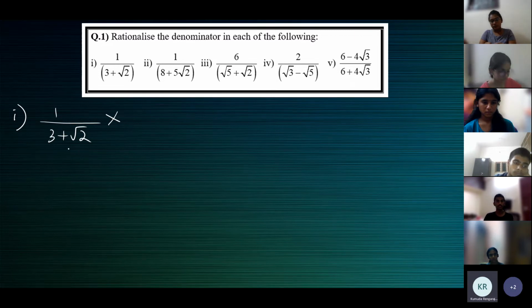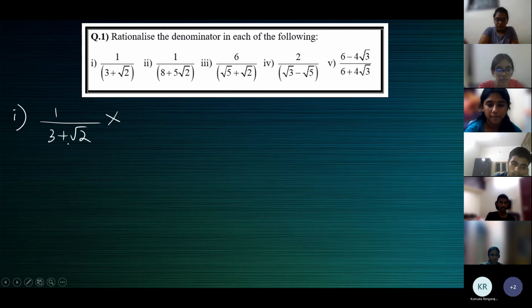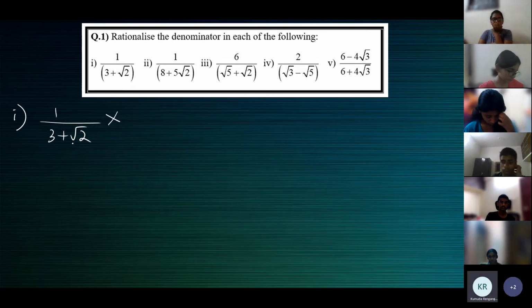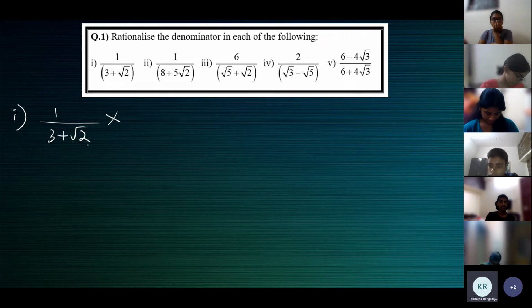Now, children, am I audible and clear? Yes, ma'am. So in 3 plus root 2, 3 is rational, root 2 is irrational. That's fine. But 3 plus root 2, they are not separable. The rationalizing factor or the conjugate of 3 plus root 2 is 3 minus root 2. So you should multiply and divide by 3 minus root 2.